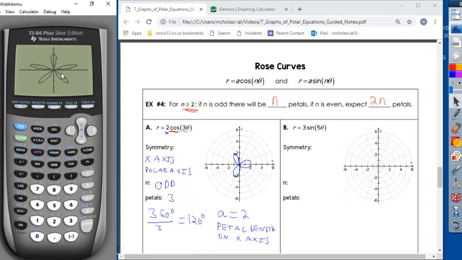Right, that gives us 5 petals, right? And that will make sense. Our symmetry is the y-axis. Our n is odd. Our petal number is 5. 360 divided by 5, that's going to be equal to 72 degrees. Alright, and A is equal to 3, which is our petal length on the y-axis.